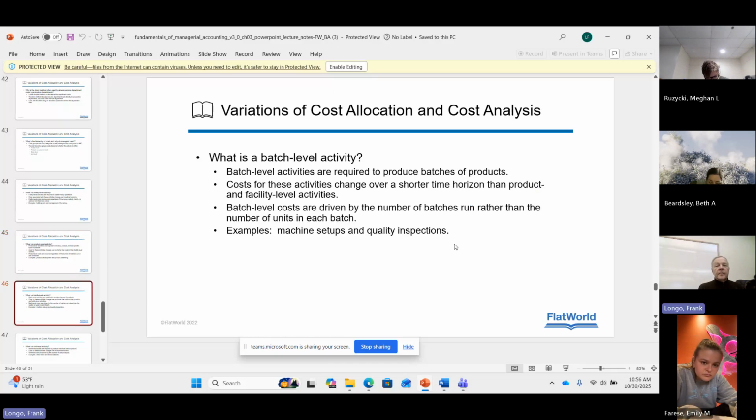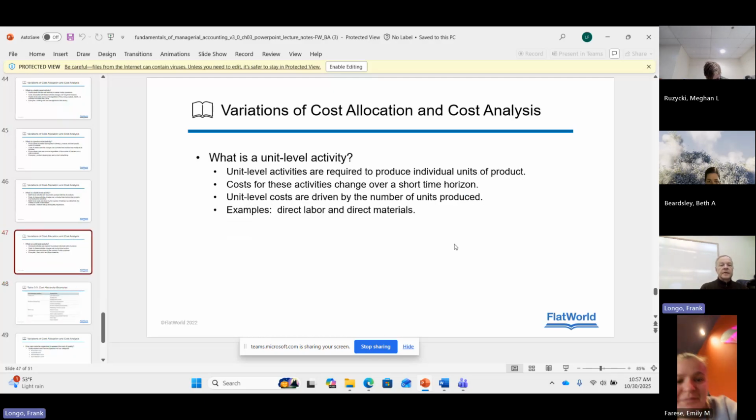The batch level. These are activities that produce batches of products. And these costs are driven by how many batches we have to make rather than the number of units in each batch. So an example of this would be machine setups, quality inspections. These would be batch level activities.